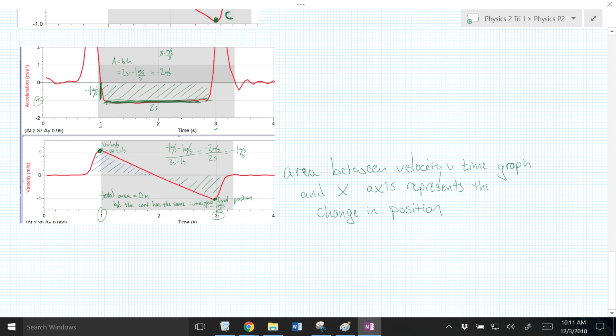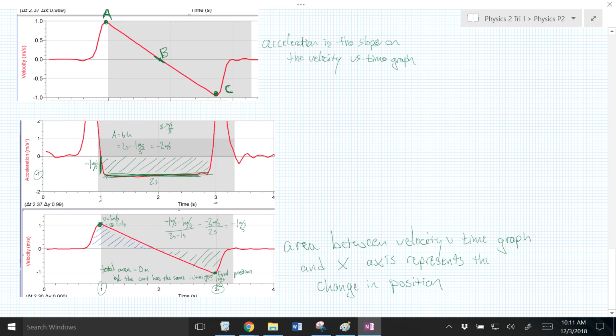So this is a kind of a callback to the CDPM. This understanding of the area between the velocity versus time graph and the x-axis represents the change in position. On this graph, we didn't calculate it, but we talked about it. That blue triangle and that green triangle, this is positive, this is negative. If you add them together, you're going to get a total of 0. And that relates to the change in position.